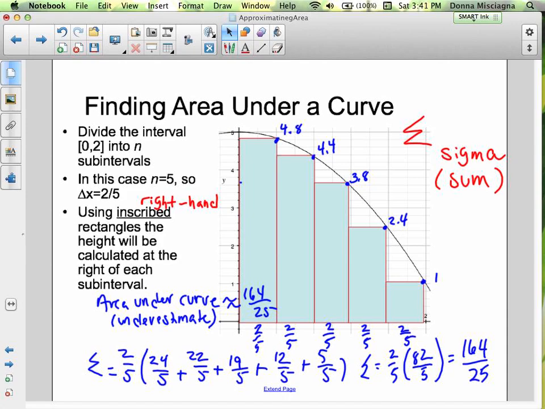Multiply it by 2 fifths, and we get 164/25. So the area under the curve is approximately 164/25. Why do I say approximately? Look at all that white space under the curve. That's not part of a rectangle, right?